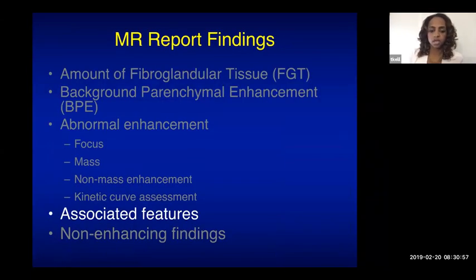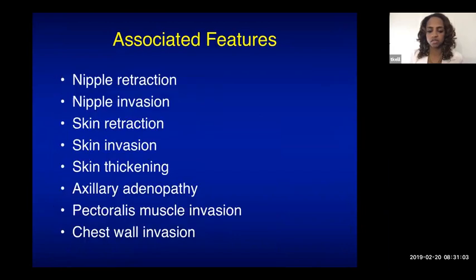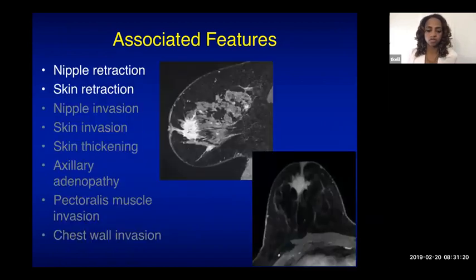So once you have described your abnormal enhancement findings on the MRI, then you want to look for associated features. These are features either standing on their own or in addition to other findings that you've seen, that raise your suspicion for cancer, or they might be related to prior surgery, but you just want to look for them and describe them. So I'll show you a few examples.